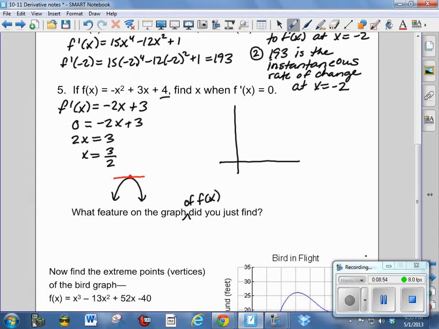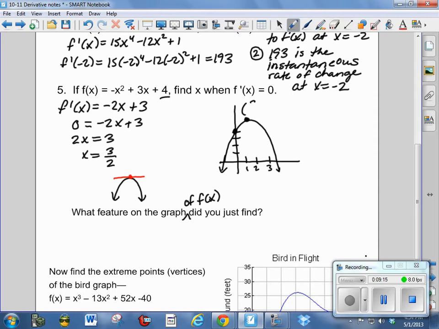And I know that its vertex has an x-coordinate of 3/2. So if this is 1, 2, and 3, 3/2 would be about right here. So somewhere up here is the vertex. I don't know exactly how high it is, but I'm just going to sketch it. It's going upside down like this. So this is the point 3/2, something.